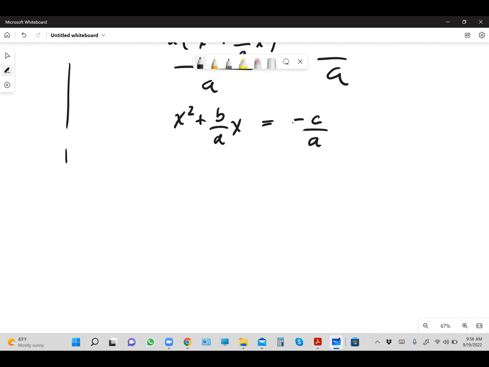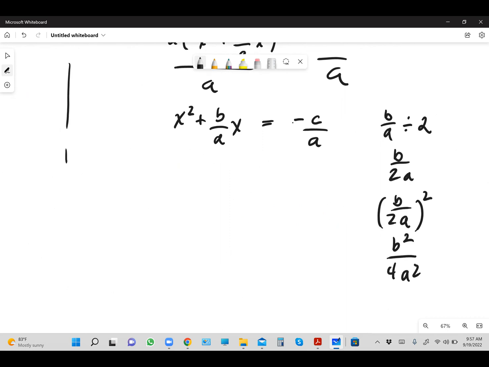So now we said, hey guys, what's the number in front of the x gonna be? b over a. So I say to myself, b over a divided by 2 is b over 2a. And then I take b over 2a and square it. And that's b squared over 4a squared. So I'm completing my square: x squared plus b over a x plus b squared over 4a squared equals, and I got to add that b squared over 4a squared to the other side too, b squared over 4a squared minus c over a.